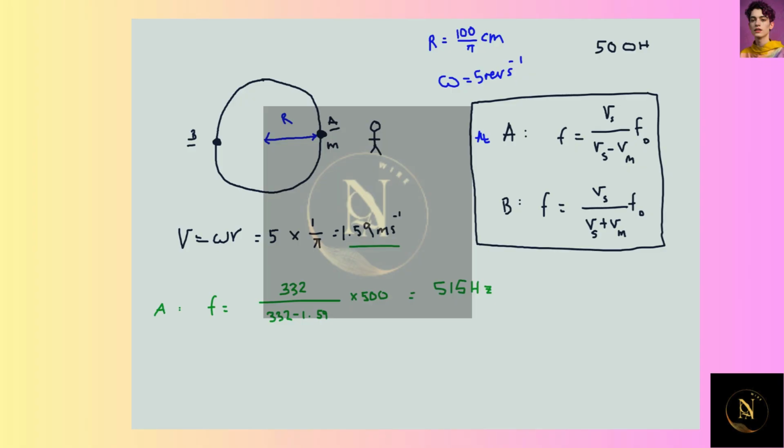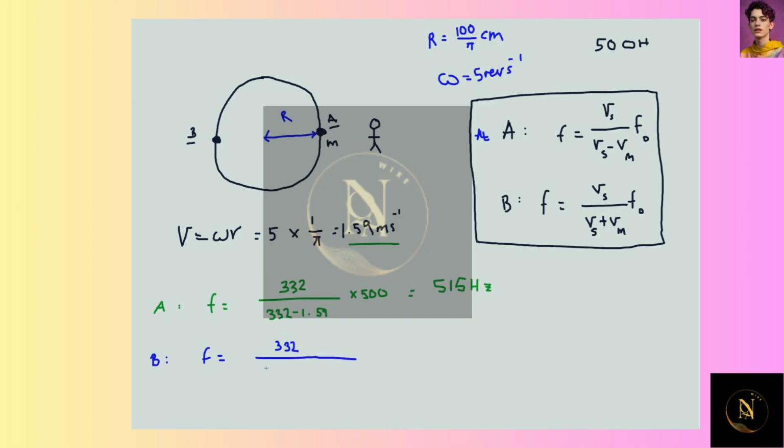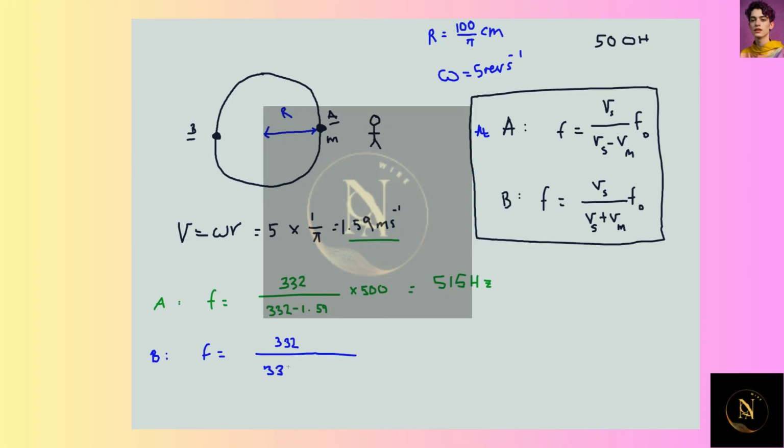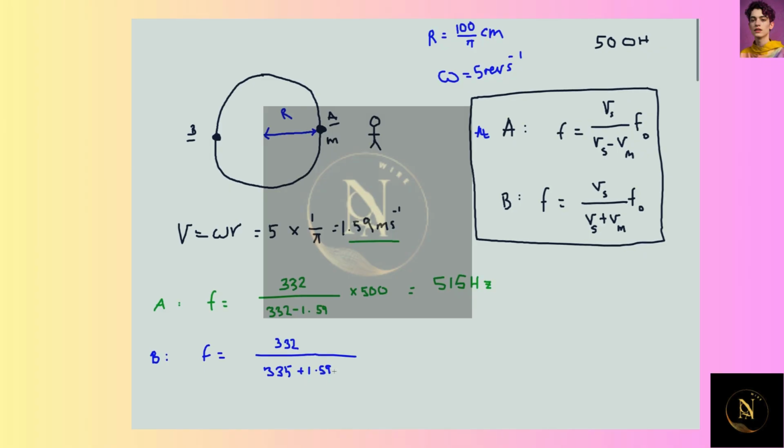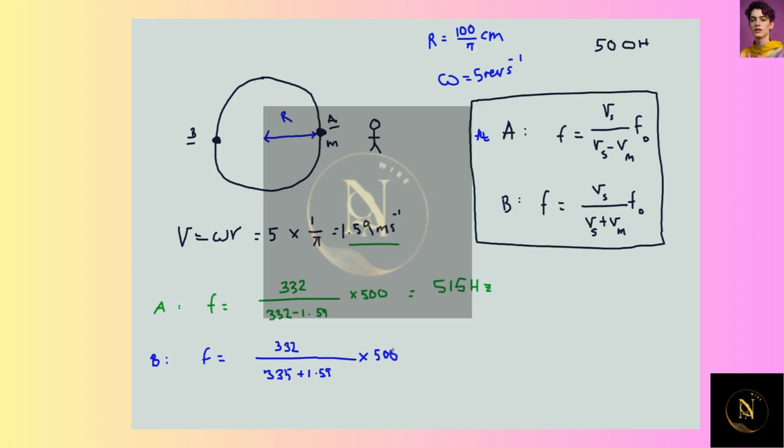Applying the same method for part B, we can say that at part B, the frequency is equal to, again, the speed of sound on the top of this fraction, over the speed of sound, however, this time adding the speed of the speaker, so plus 1.59, again multiplied by the frequency of the sound, so 500 Hertz, which gives us a frequency of 485 Hertz.